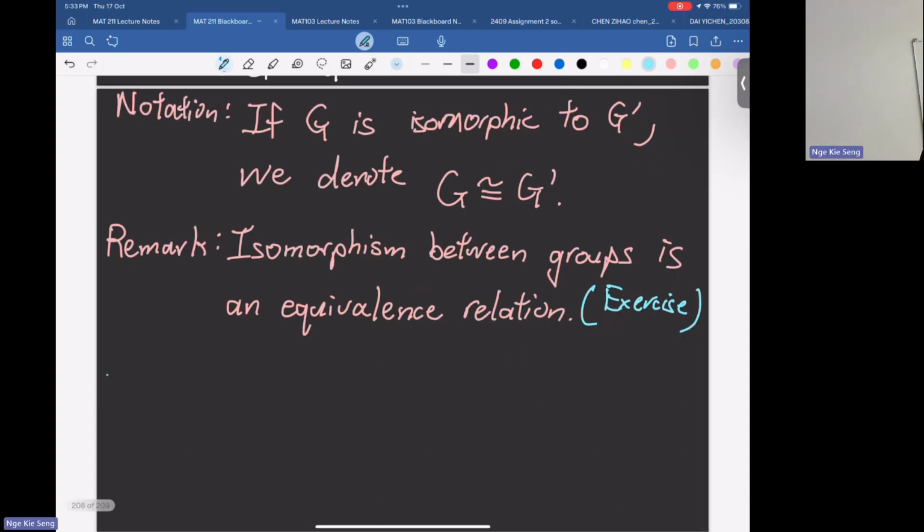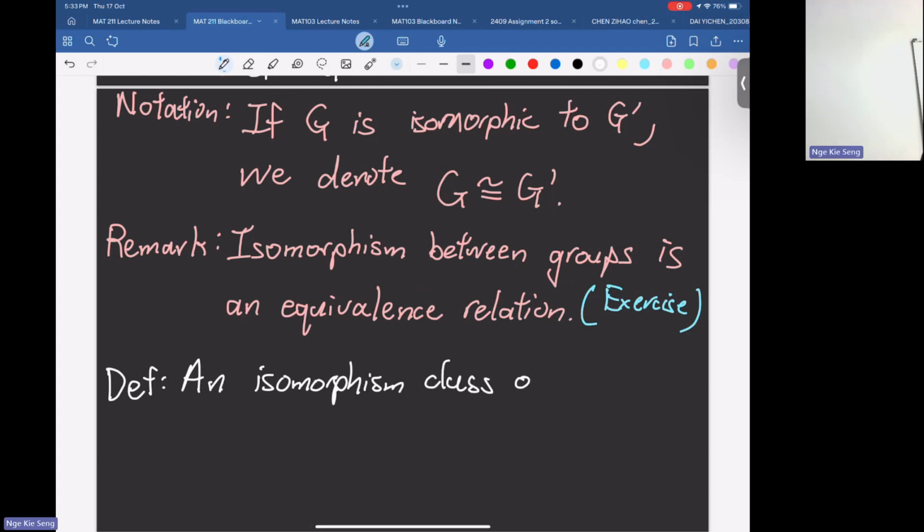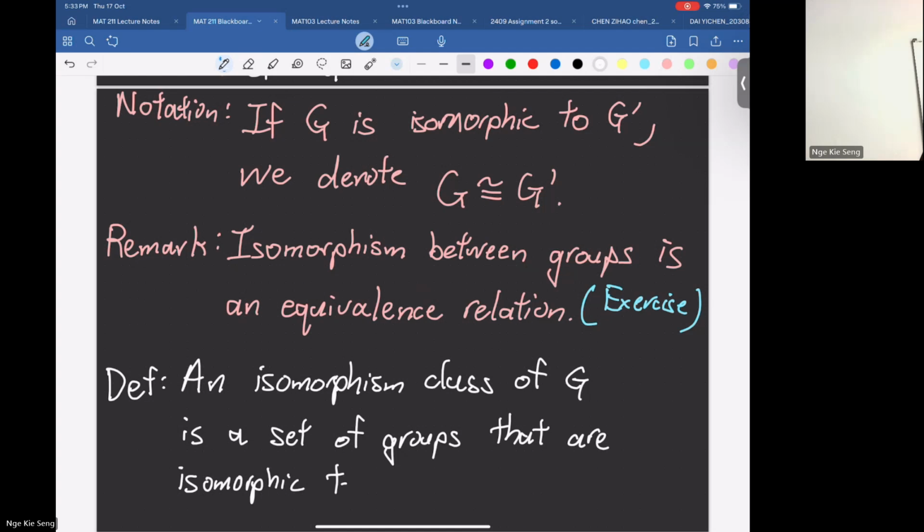Okay, so in this case here, we will form an equivalence class. So an isomorphism class of G is a set of groups that are isomorphic to G. This is a general abstract nonsense that you get from an equivalence relation. Once you have an equivalence relation, you will form equivalence classes. So this equivalence class here is called an isomorphism class. Meaning inside this class of G, with representative G, everyone has an isomorphism to this G.